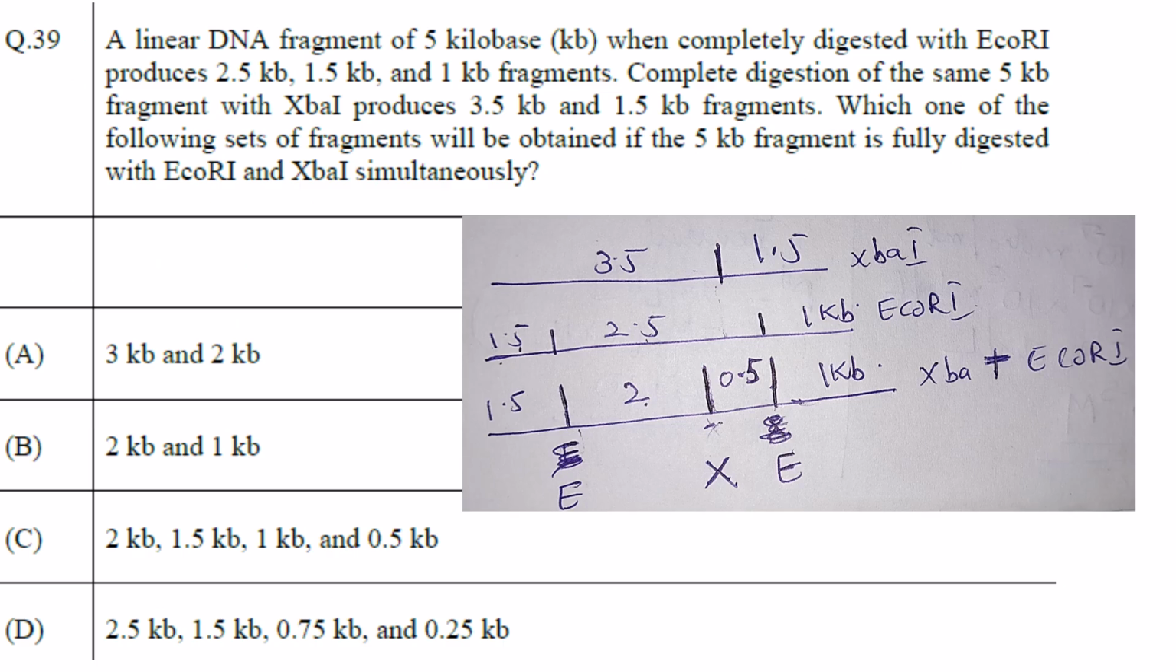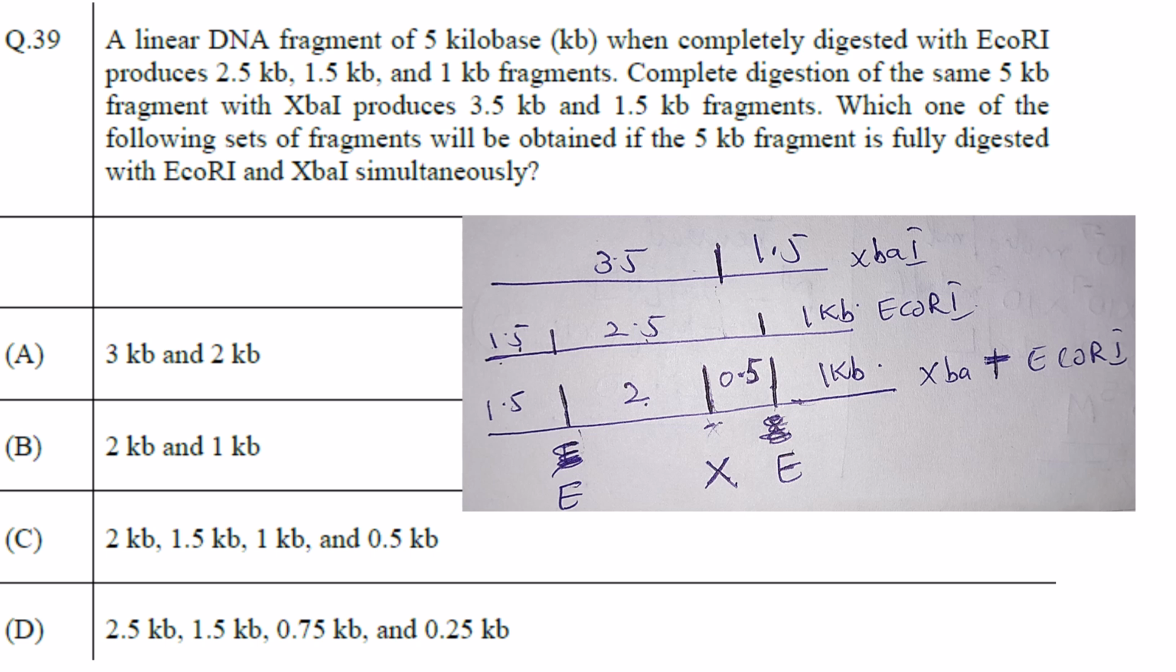Then next one. A linear DNA fragment of 5 kilobases when completely digested with EcoR1 produces 2.5, 1.5, 1 kb fragments. Complete digestion of the same 5 kb fragment with XbaI produces 3.5 and 1.5 kb fragments. Which one of the following sets of fragments will be obtained if the 5 kb fragment is fully digested with EcoR1 and XbaI simultaneously?